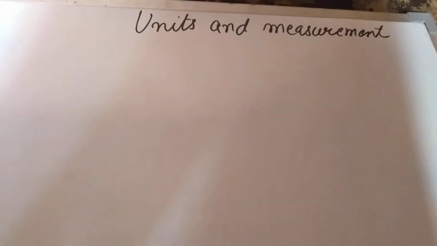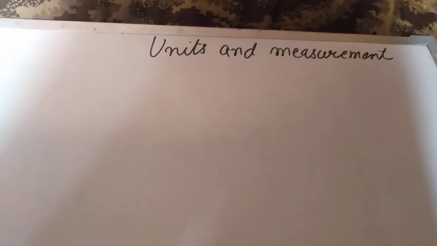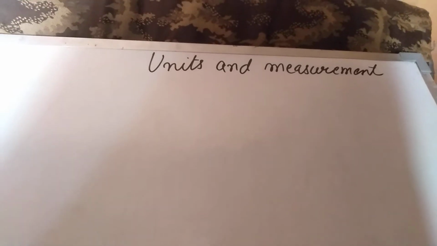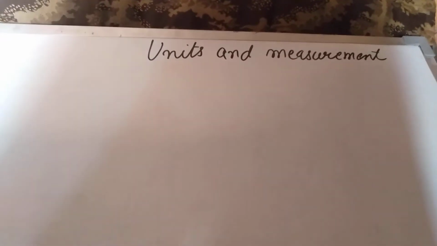Hello everyone, this is part 2 of Units and Measurement. In this lecture, we will do types of error, starting from the second error, because the first error we have already done in our first part. So let's start. Second is our gross error.